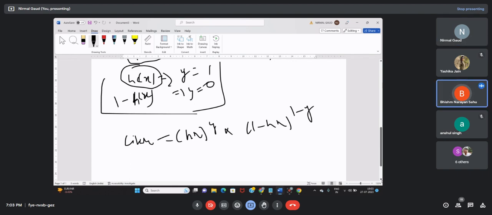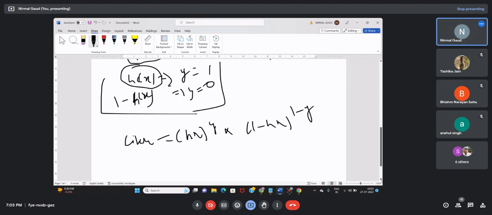Maybe we are taking the collective probability of both h(x) and 1 minus h(x). Okay, collective probability, fine. What about others? In general terms, if I pick up this word likelihood, everyone knows likelihood means the happening of some event. What is the chance, the probability, of that event happening?